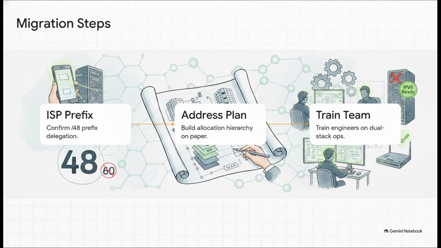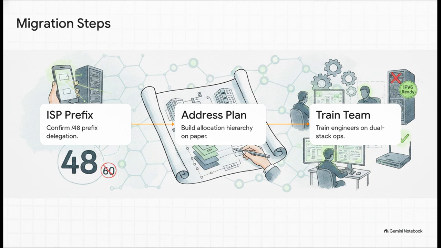Step 1. Contact your ISP to confirm your IPv6 prefix delegation. It is absolutely vital that you request a /48 for your organization. Whatever you do, do not accept a /60, or you'll severely limit your subnetting capability down the line.